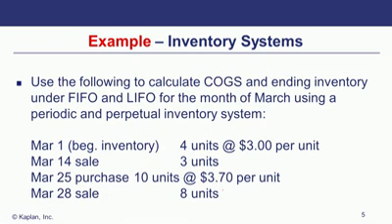So let's have a little look at some examples, make it nice and straightforward for us here. We're going to look at the 2 methods. We're going to use the following to calculate cost of goods sold and ending inventory under both FIFO and LIFO for the month of March. Notice we've got 4 units in beginning inventory valued at $3 per unit, so a total of $12 of beginning inventory. We then sold 3 units on the 14th of March. We've then got a purchase of 10 units, and then we sold a further 8 units on the 28th of March.